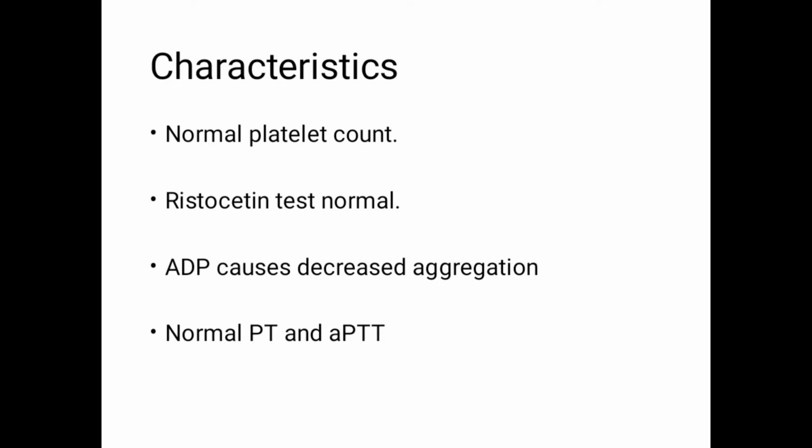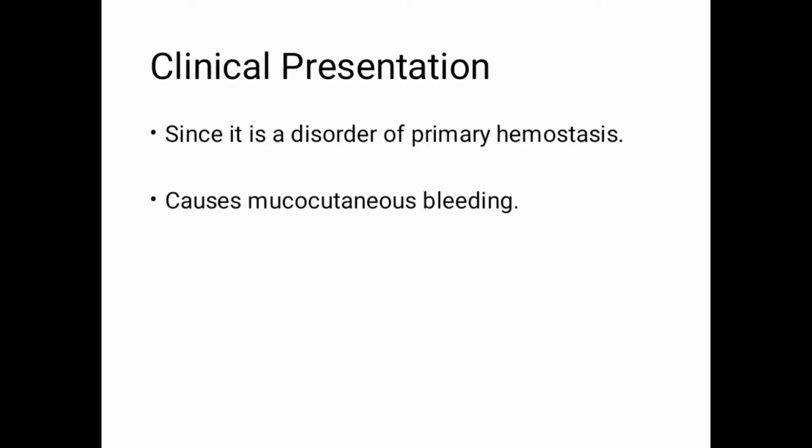The prothrombin time and activated partial thromboplastin time are normal. This is because Glanzmann Thrombasthenia does not affect the clotting factors. So this is a disorder of primary hemostasis, where the main concern is the formation of the platelet plug, and we know that there are conditions which affect primary hemostasis as opposed to secondary hemostasis.